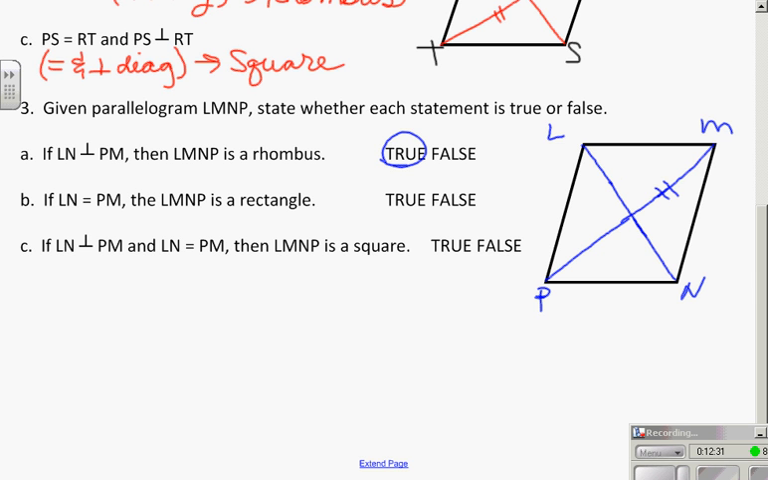True, it does. The next one says, if LN equals PM, if my diagonals are equal, then it is a rectangle. And again, equal diagonals is one of my criteria for a rectangle. And if they're perpendicular and equal, they are a square. So I can ask you to do a naming problem, like example 2, or a true and false type problem, like number 3.